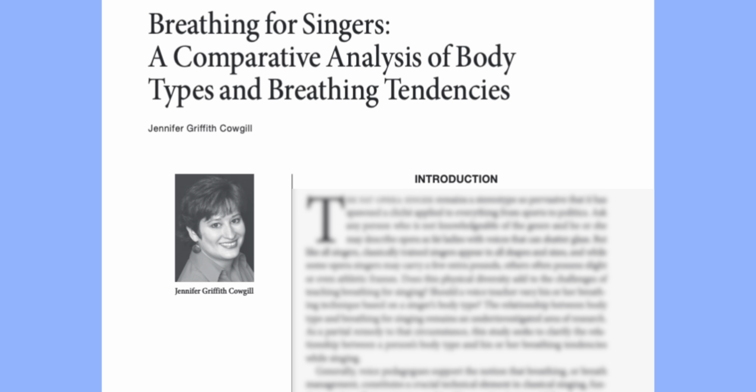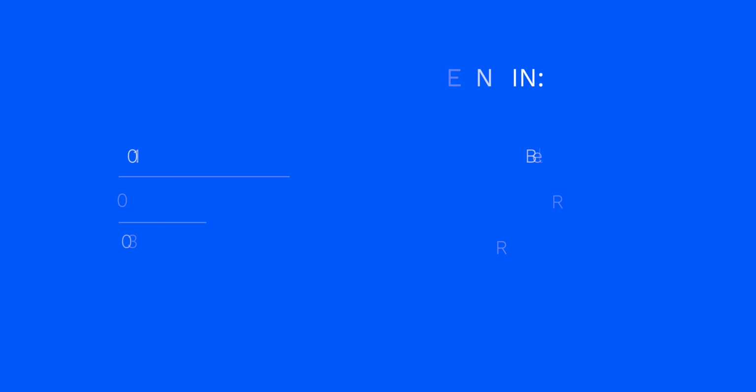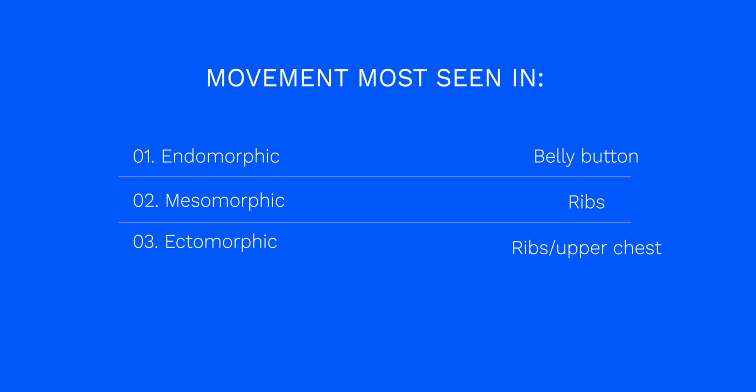Well, these 3 main types were drawn from a paper that was written in 2004, which developed our understanding of the correlation between body types and breathing. Now, the results show that the endomorphic singers showed the most obvious movement around the belly button area. Out of the 3, this most closely resembled Appoggio because the movement was lower down in the torso, meaning these lower ribs right here. So if you have a softer or rounder build, you may feel breathing lower down here.